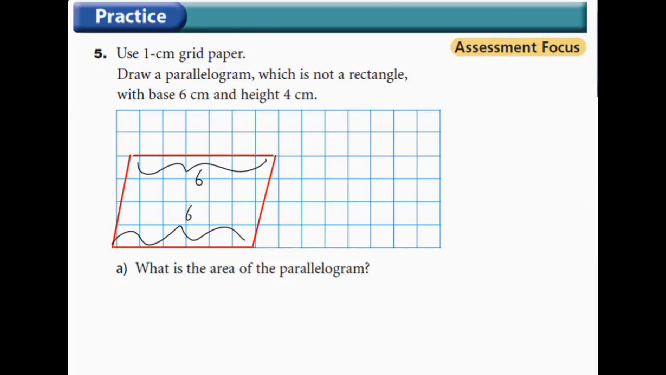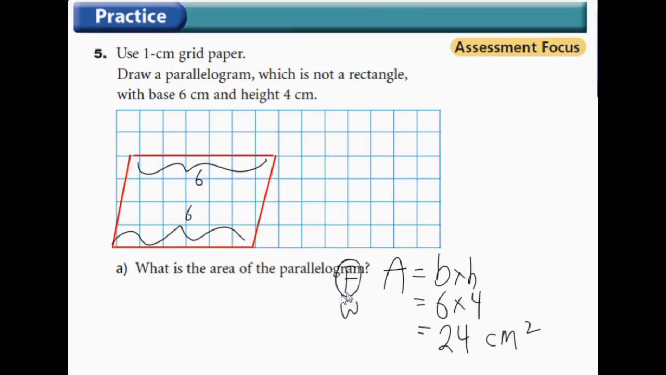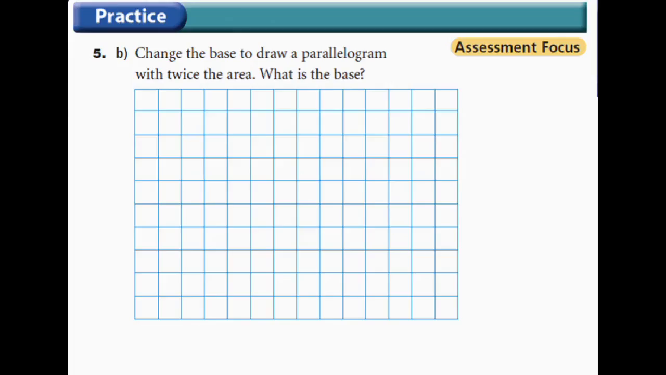What is the area of this parallelogram? So area, my formula is base times height, and my base is 6, and my height is 4, and that gives me 24, and the units are centimeters squared. So again, formula, work, and answer, and line up your equal signs vertically. And let's see, I think there's a part B to this question.